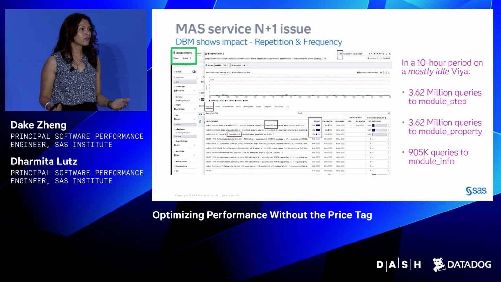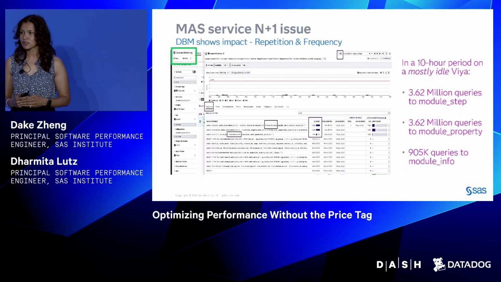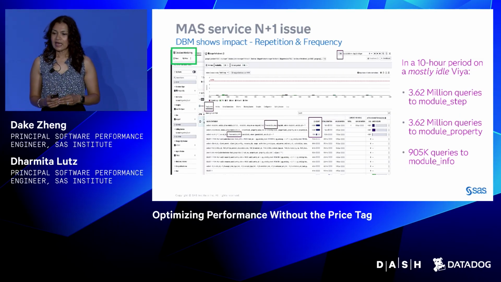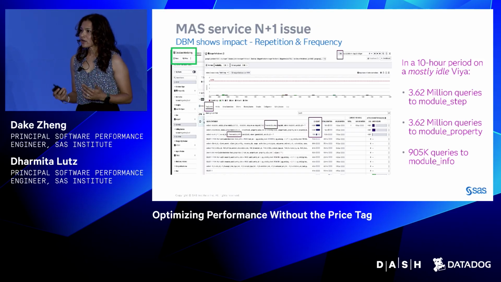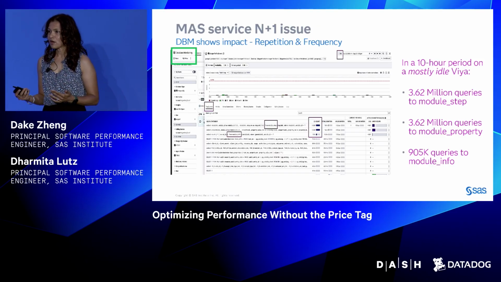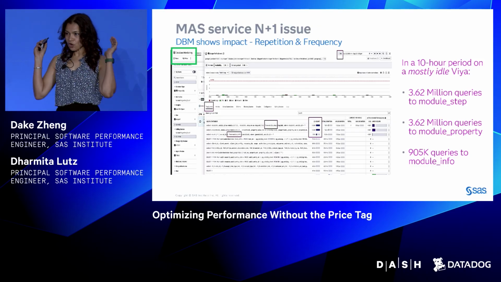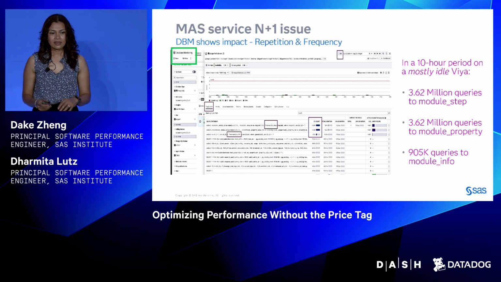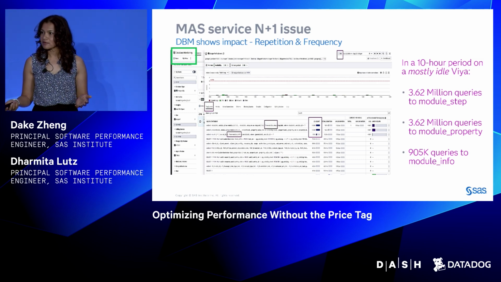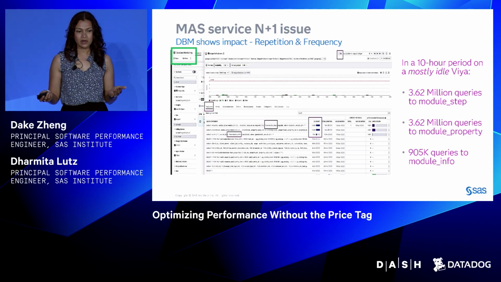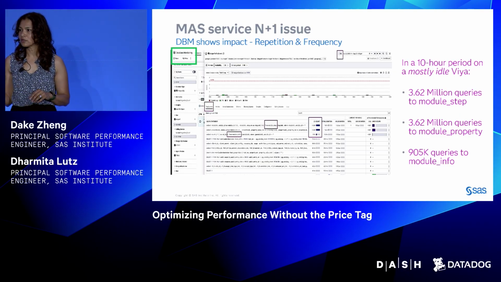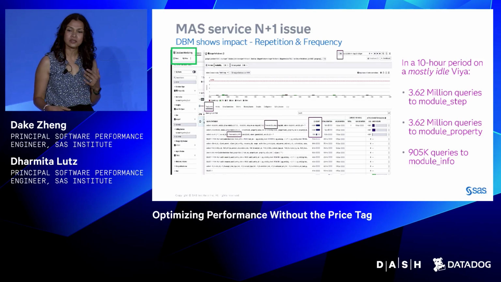So we understood the problem from the microservice standpoint. And this is a screenshot of DBM, which is a database monitoring feature within Datadog. We wanted to understand the aggregate impact of these queries on our shared database. So what we learned once we turned this feature on is that we were just hurling queries at the database. In a 10-hour period on a mostly idle system, 3.62 million queries against the module step table, 3.62 million queries against the module property table, almost 1 million queries to the module info table.